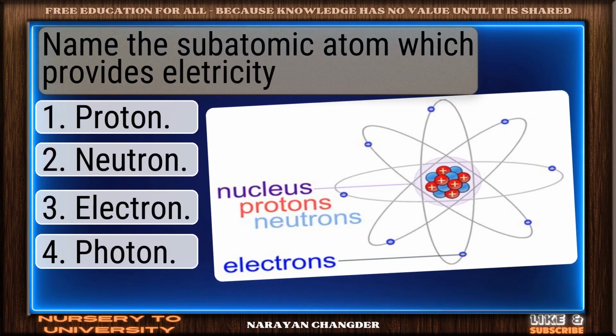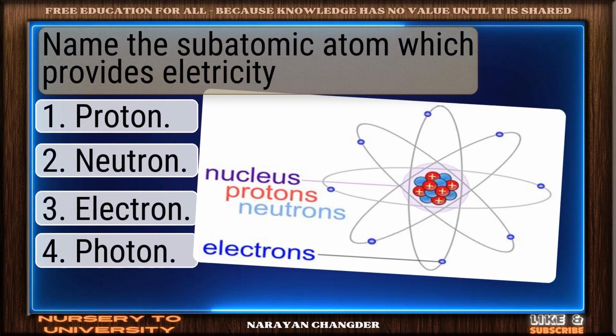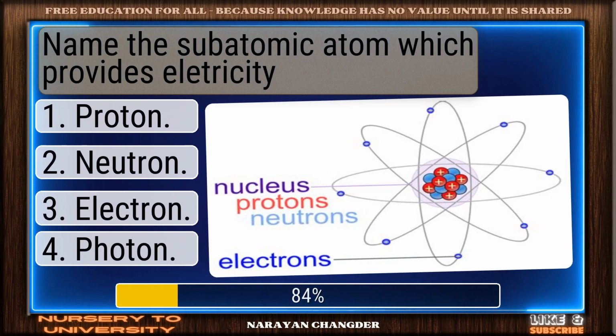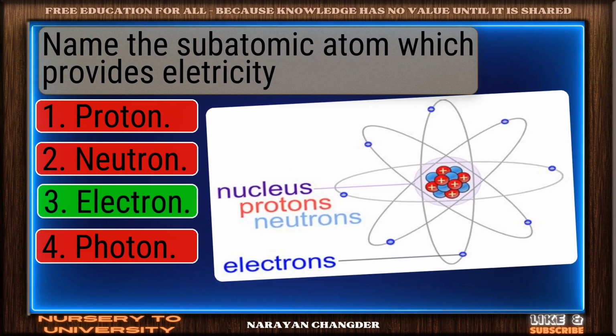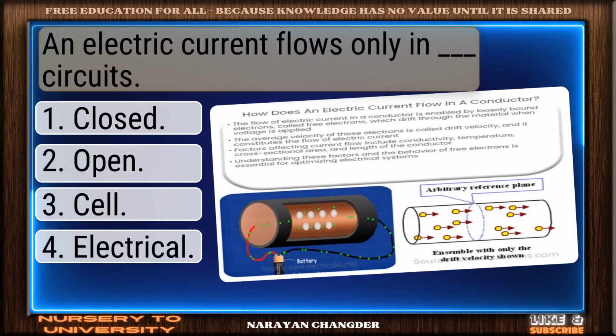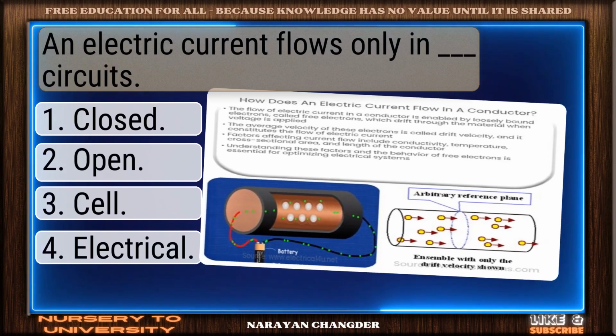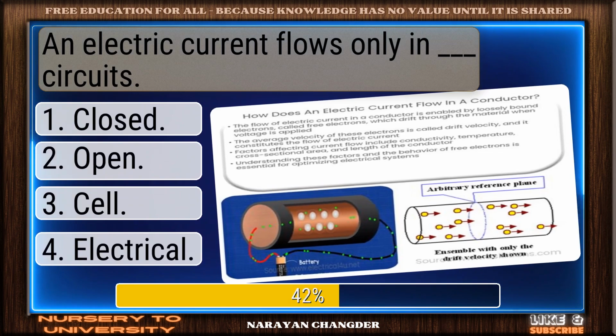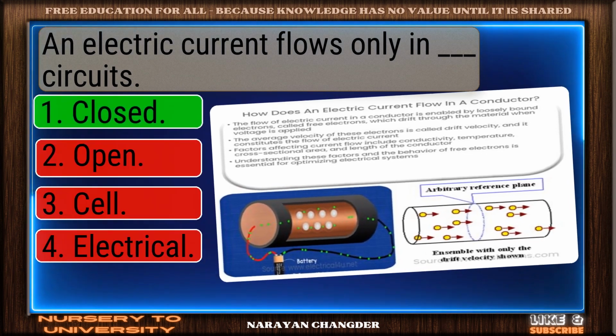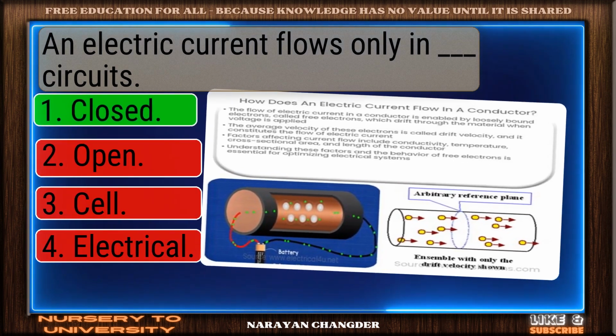Name the subatomic atom which provides electricity. Excellent. Electron is a brilliant choice. An electric current flows only in dash circuits. Right again. Closed is a valid answer.